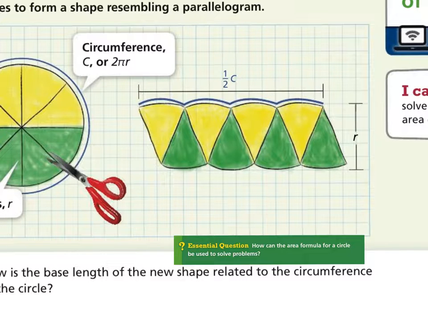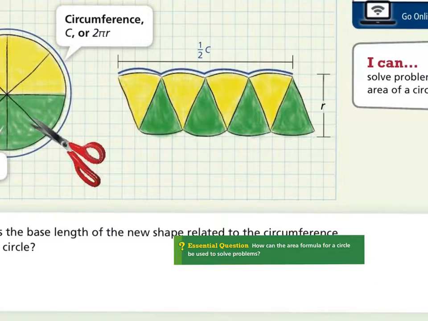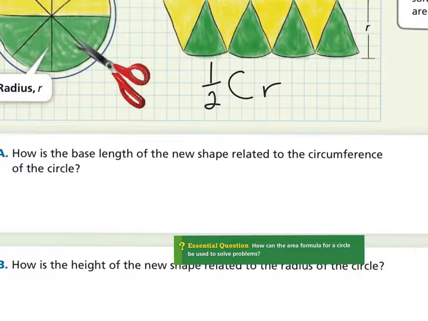Area of a parallelogram is base times height. So the base would be half of the circumference, because we've got half of the outside of the circle on the top or bottom. The height is actually the radius of the circle. And if you multiply those, you get half of the circumference times the radius. Well, that doesn't look real great.